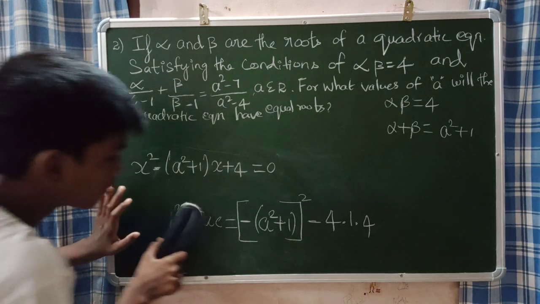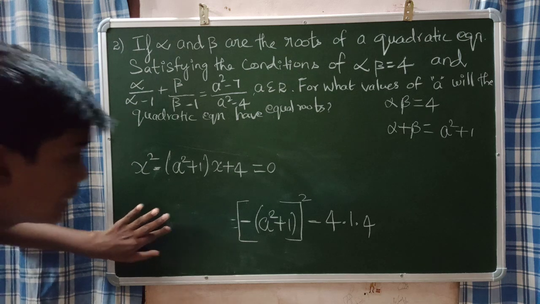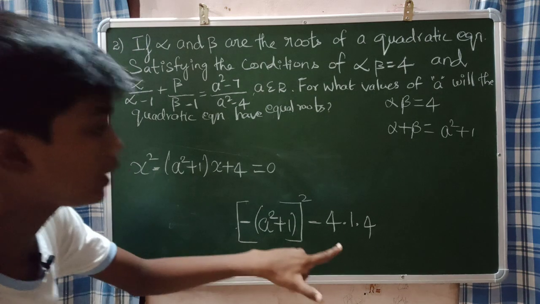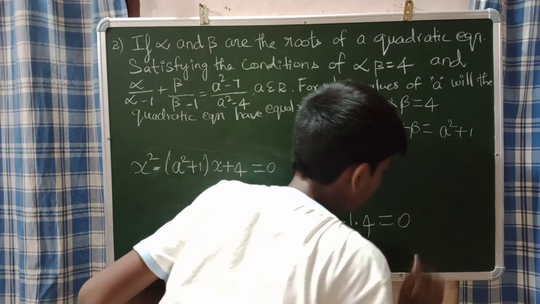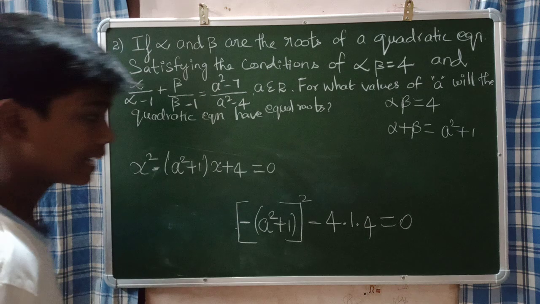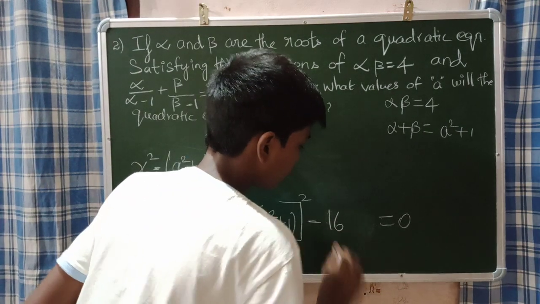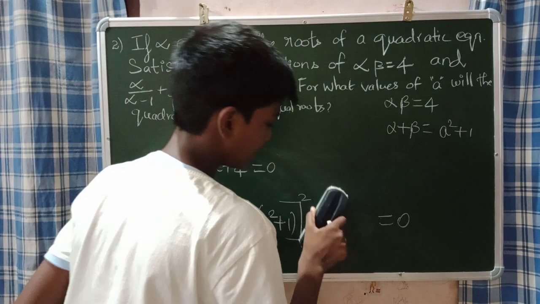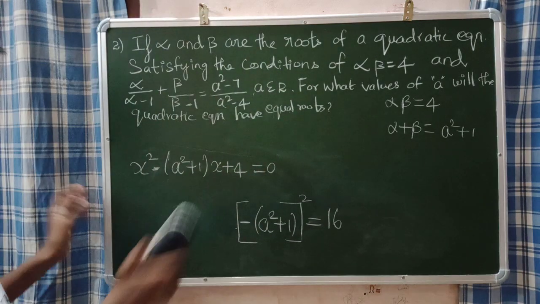Now I will erase this because this equation is not needed now, because we found b square minus 4ac is (a square plus 1) whole square minus 4 into 1 into 4. This is what we got. But the main point is this discriminant should be equal to 0. That is when the quadratic equation has equal roots. So 4 into 1 into 4 is 16 only. So (a square plus 1) whole square minus 16 is equal to 0. So we take 16 to the other side, and it becomes (a square plus 1) whole square is equal to 16. So what is our equation, guys?